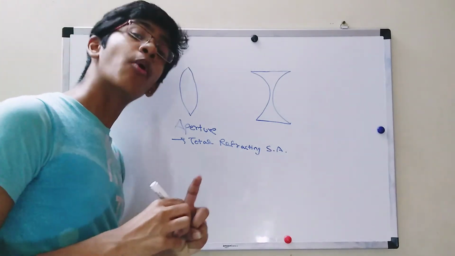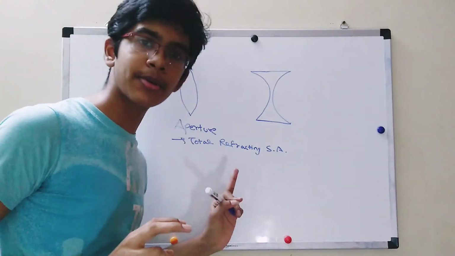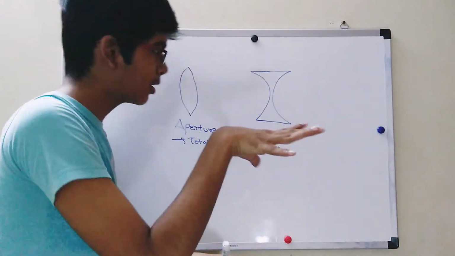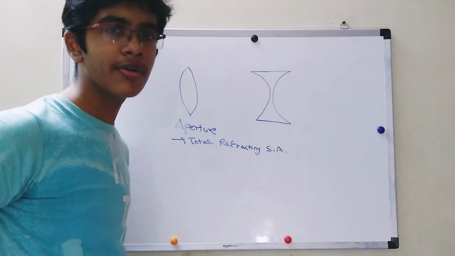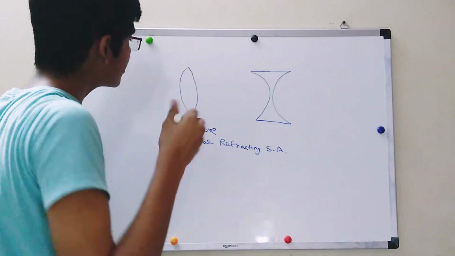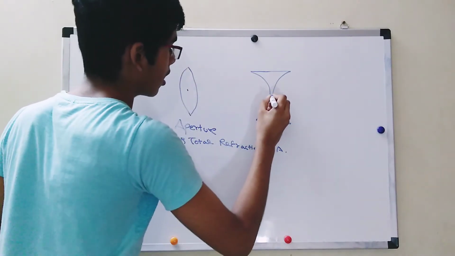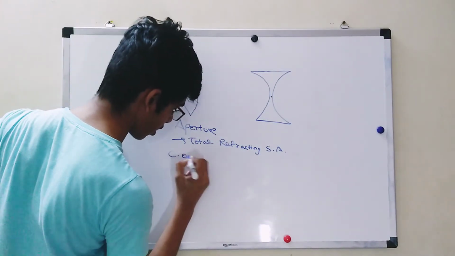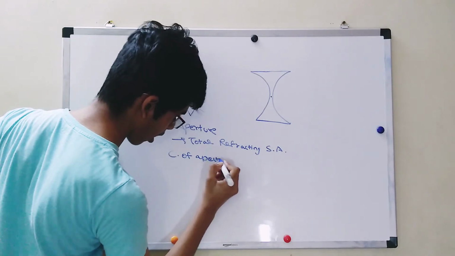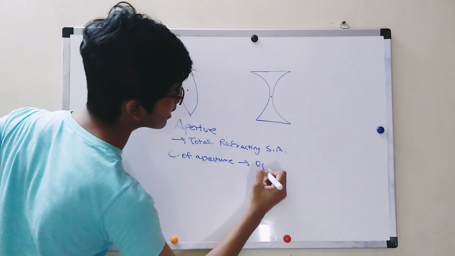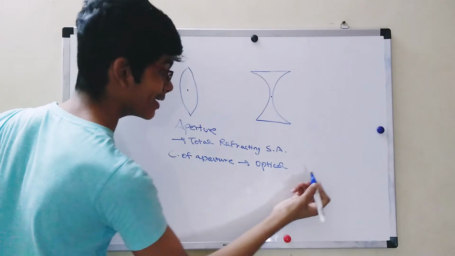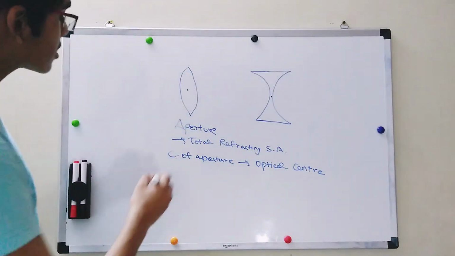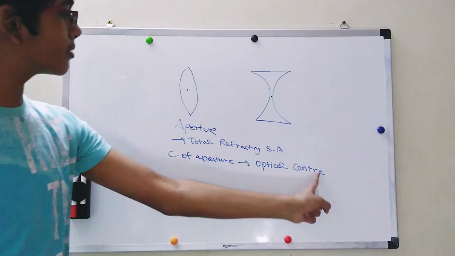Now what did we study about pole? Pole is the geometrical center of the aperture. That means it is somewhere in the middle, the middlemost point of the aperture. Similarly, we won't call this a pole. Instead, we call this the optical center. So the center of aperture is known as optical center, not pole. Pole in the case of mirrors, optical center in the case of lenses. Now we understood the center of aperture, which is the optical center.